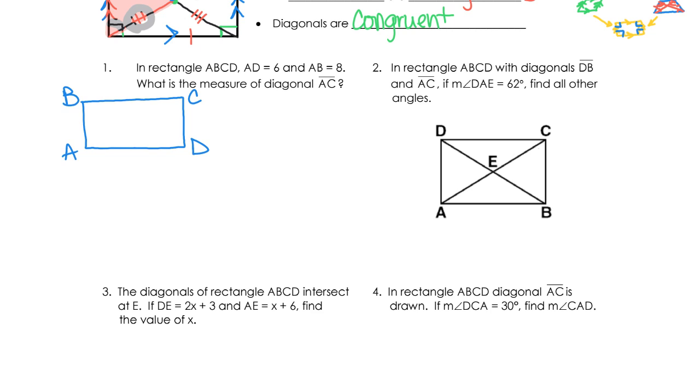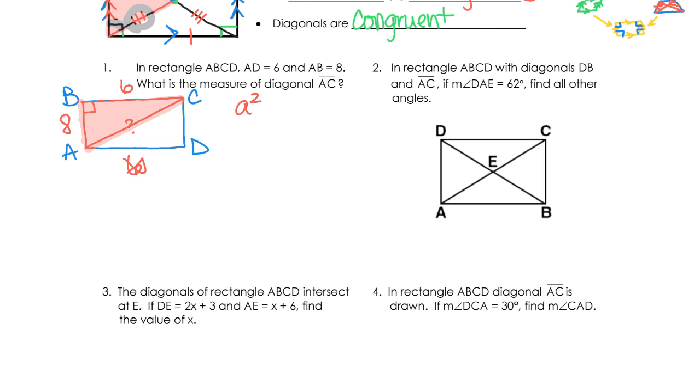And that AD is 6 and AB is 8. What's the measure of diagonal AC? Well, we can take this 6 and put that up here instead of down there. We can also go ahead, because this is a rectangle, put a right angle in. And so all we have to do is realize that they're asking us to figure out the length of the hypotenuse of this right triangle. And the hypotenuse actually ends up being the diagonal of the rectangle.